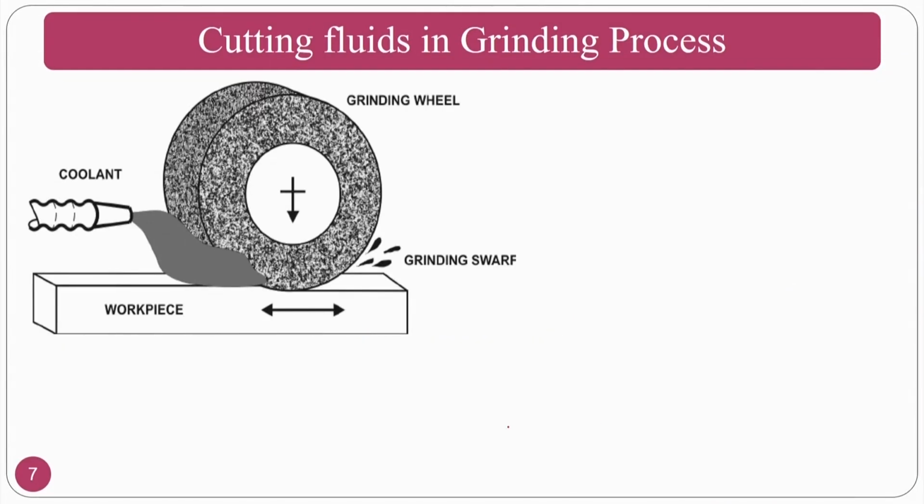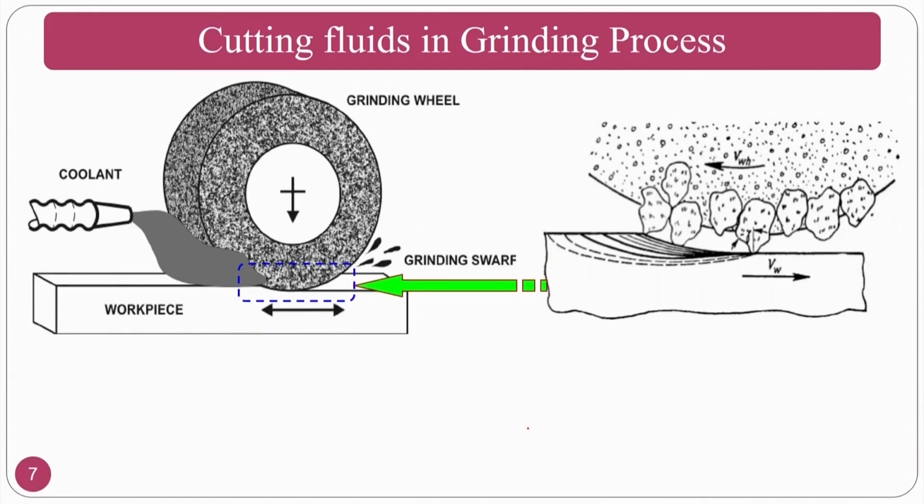The cutting fluids, this is what is happening here, is grinding. If you can use the cutting fluids, what will happen? The cutting fluid will come here and occupy these locations, and it will reduce the friction as well as cool down the temperature of the workpiece.